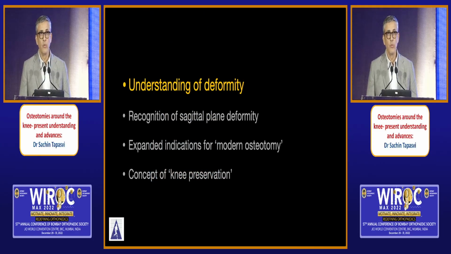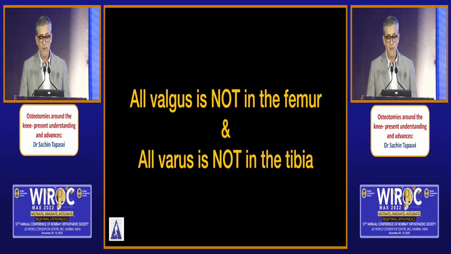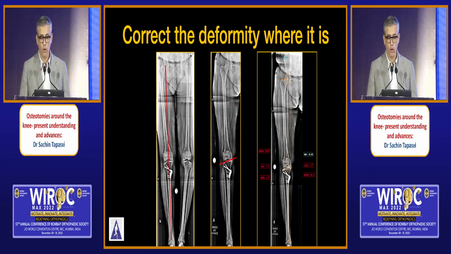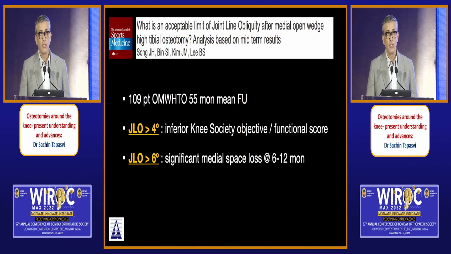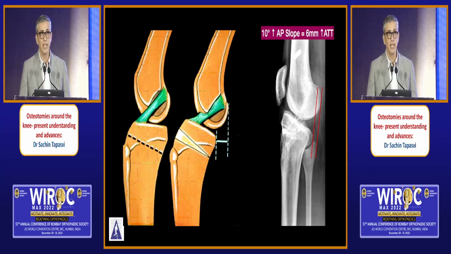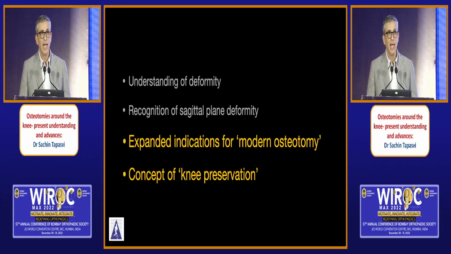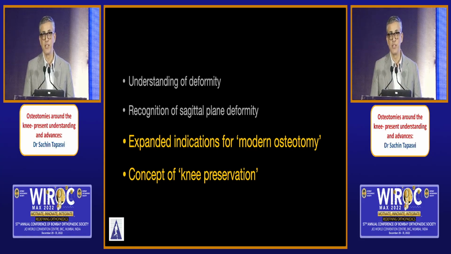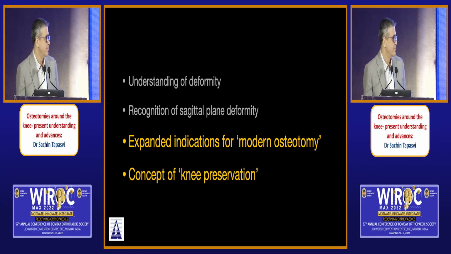So to conclude, we need to have better understanding of deformity in today's world. Not all valgus is in the femur, not all varus is in the tibia. We have to correct where the deformity is and not land up with x-rays in which the limb looks straight, but everything is all over the place. Because if you have an abnormal joint line orientation, you have a higher chance of failure of your procedure. We need to recognize any form of sagittal plane deformities, and these expanded indications for modern osteotomy pave the way for knee preservation, which is what we need to look into.